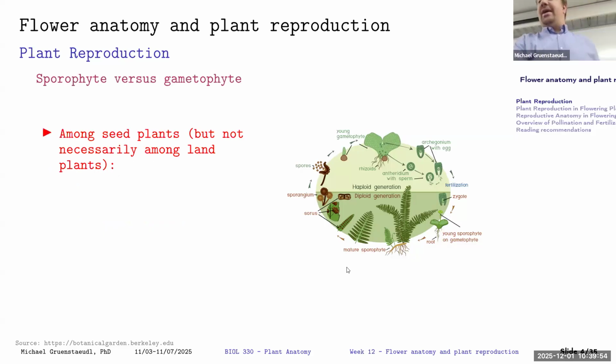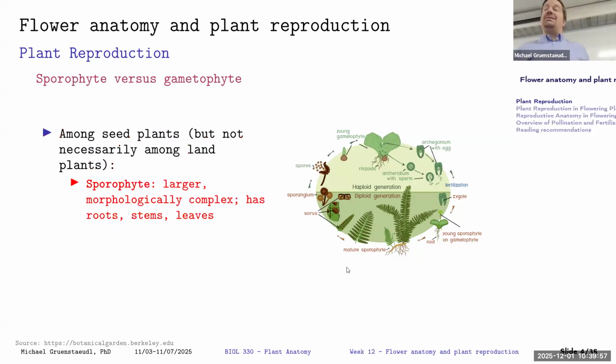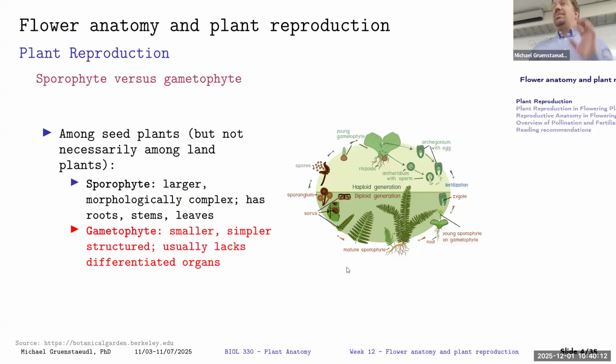So the sporophyte is among the higher land plants the dominant part. It has roots, stem, leaf system, and you would find all these tissues. The gametophyte is the much smaller part. It's undifferentiated. We would only find parenchyma in there.